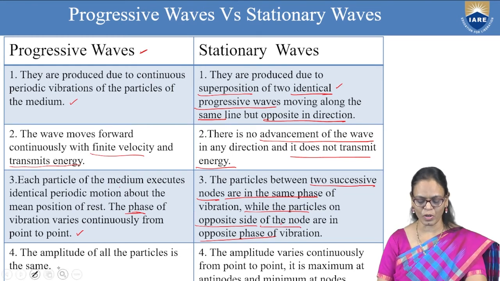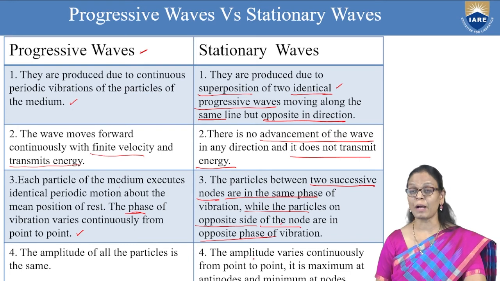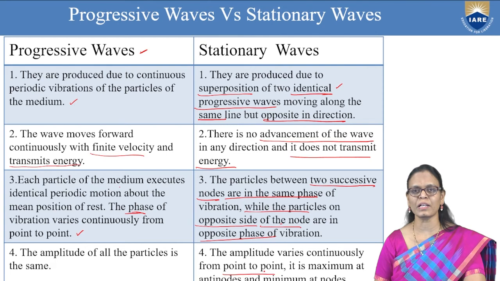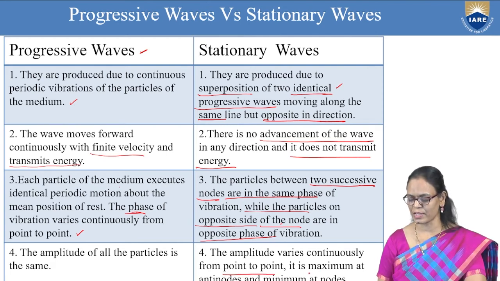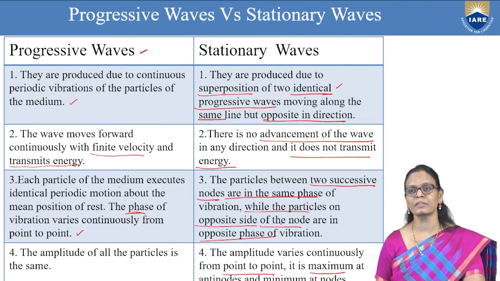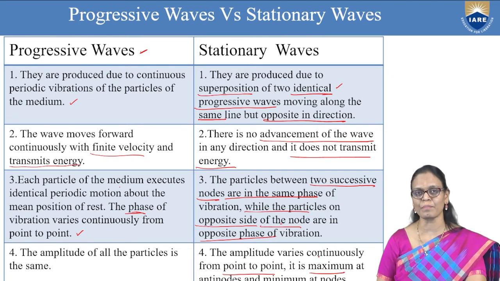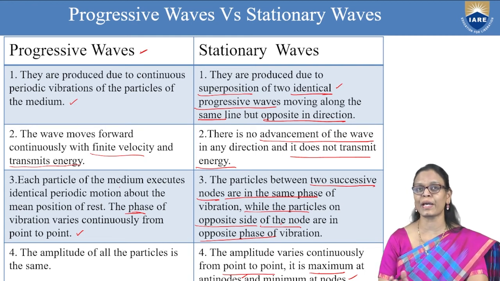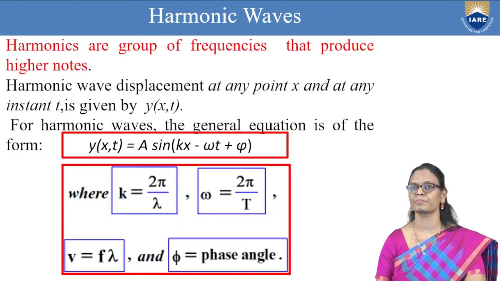Now the amplitude of all the particles is the same in case of progressive waves. But here, the amplitude varies continuously from point to point. So how is it varying? At the nodes, it is minimum. And at the antinodes, it is maximum. So maximum at antinodes and minimum at nodes. That is how the amplitude keeps on varying. So this is how we differentiate, compare and contrast progressive waves with stationary waves.